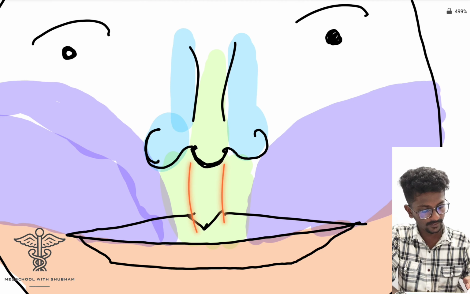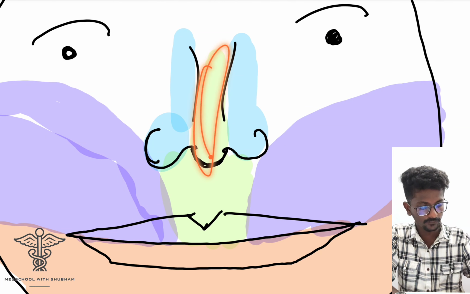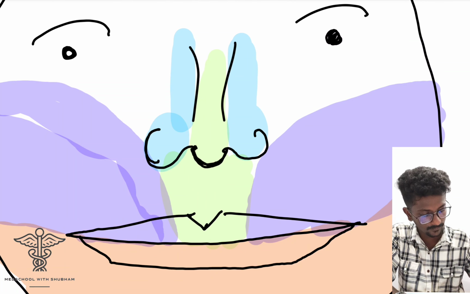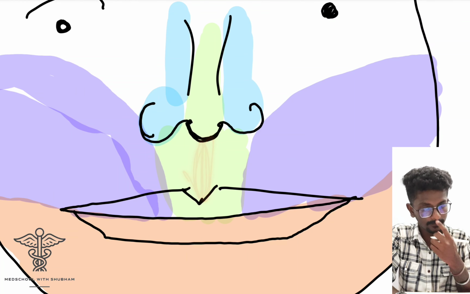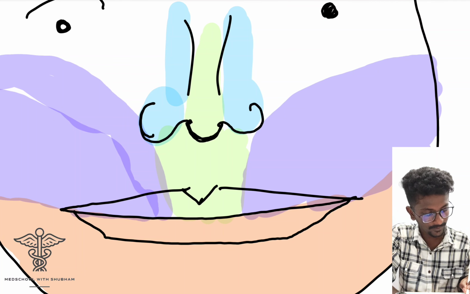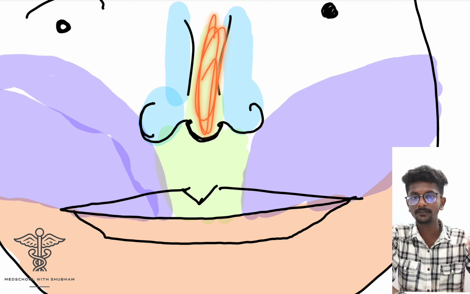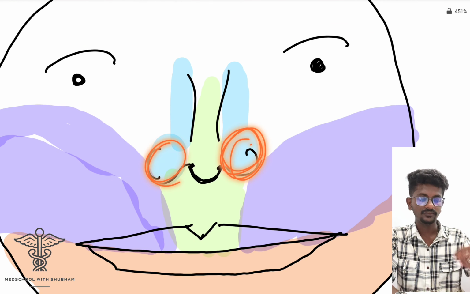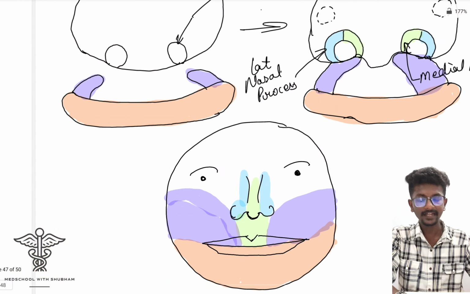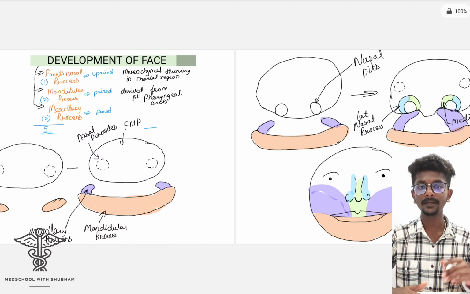Then you have this philtrum, the medial side of the lips and the middle part of the nose. It will be formed from the medial nasal process. See, this line that you can see over here is the philtrum, and this is the medial part of the upper lip, and then the middle part of the nose. It will be formed from the medial nasal process, and then this is the ala of the nose. So the ala of the nose will be formed from the lateral nasal process. I hope this is very clear to you guys. This was all about the development of the face.